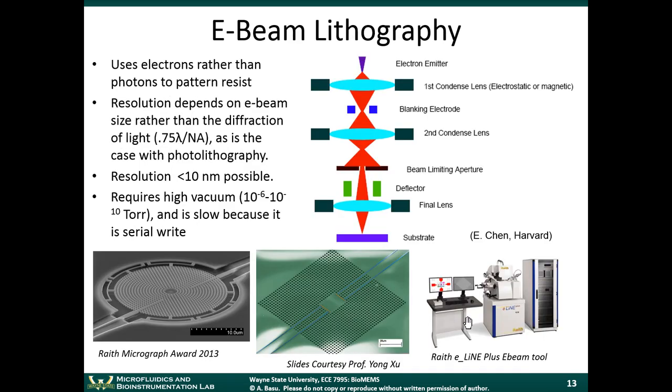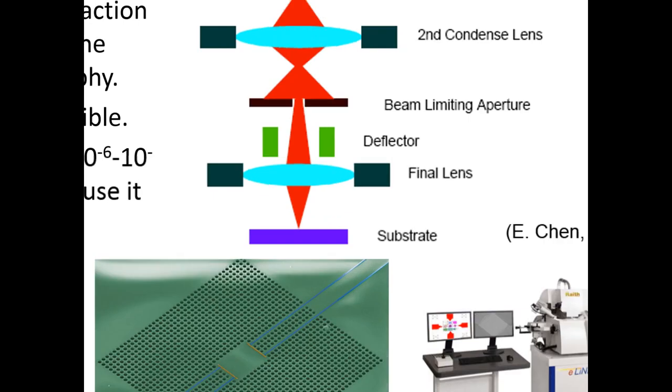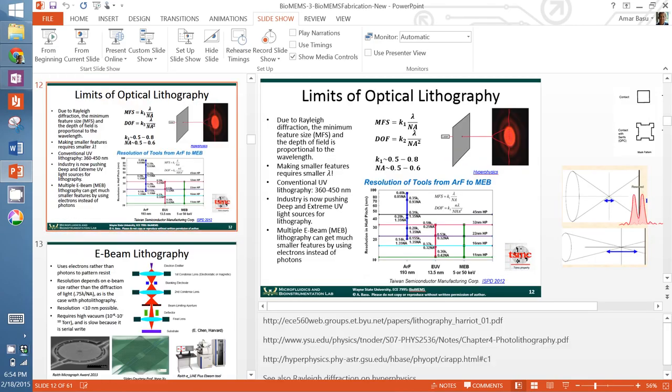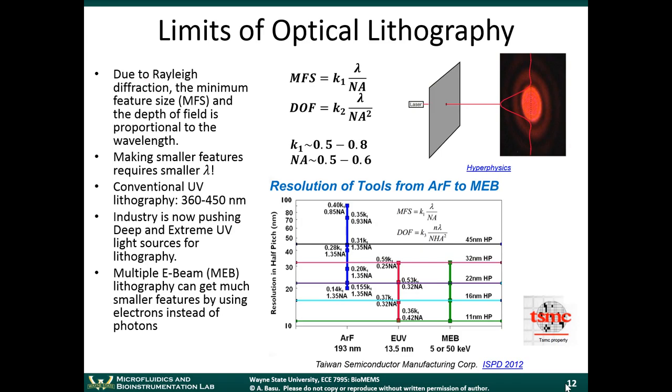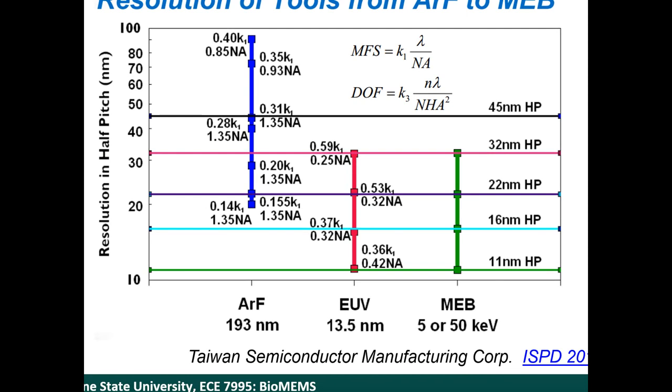Yes? Why is the numerical aperture of EUV even smaller than the argon? Yeah, that's a very good question. I was actually thinking that myself. The question was, why is the numerical aperture for EUV only 0.42, while the numerical aperture for argon fluorine is much larger?